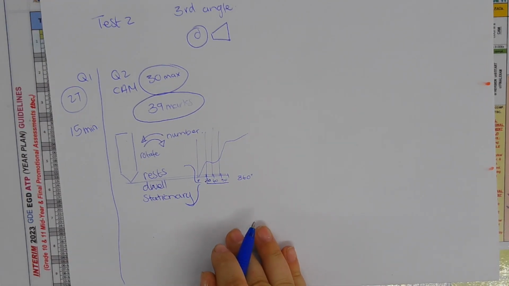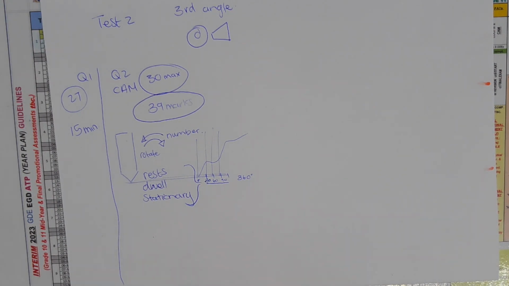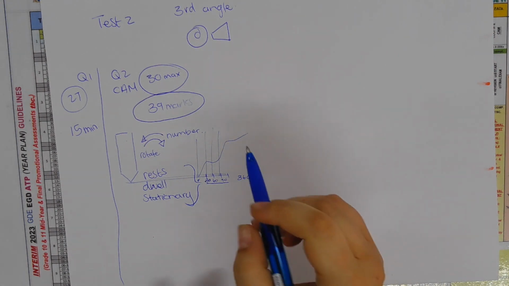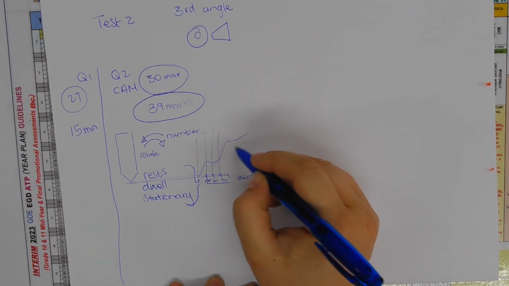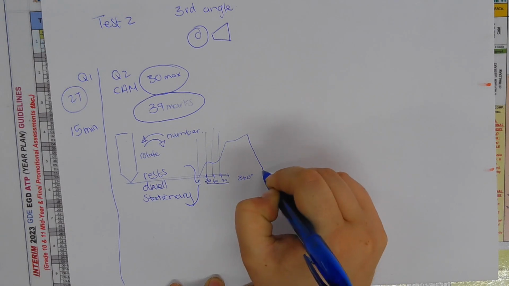Then the line goes down from 0 to 60, and yes, it will go down to the bottom again.